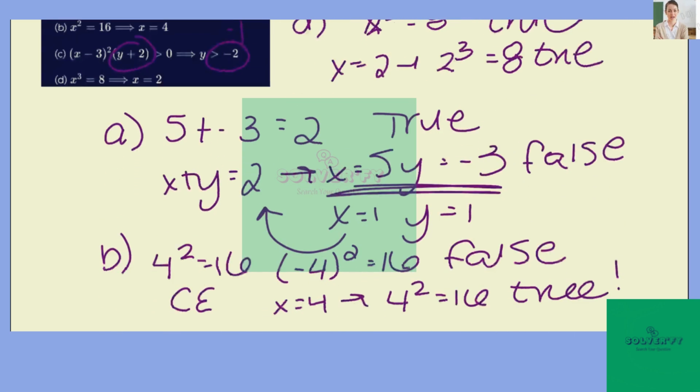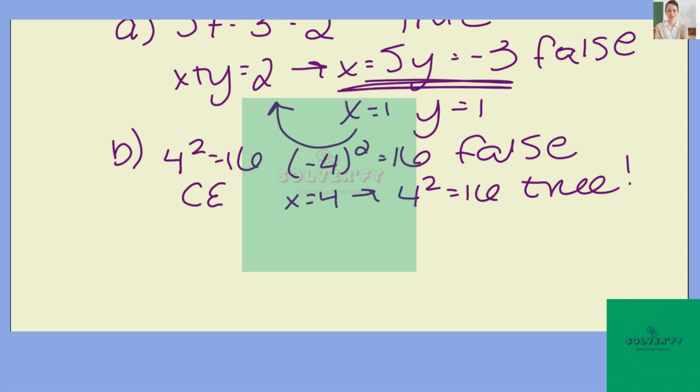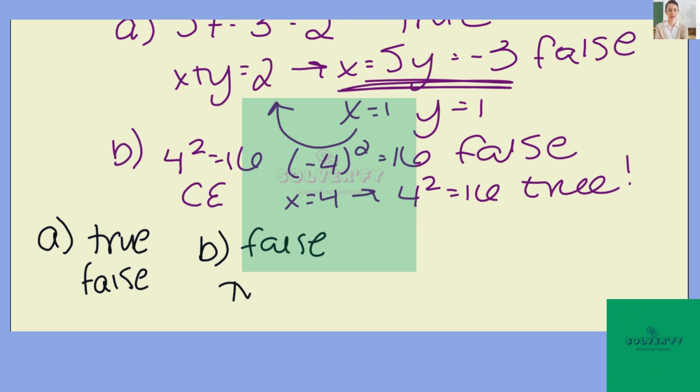So if I write this out a little bit neater, for A, for my first one, I would say true, then false. For B, I would say false, then true. For C and D, I'm going to get true for both.